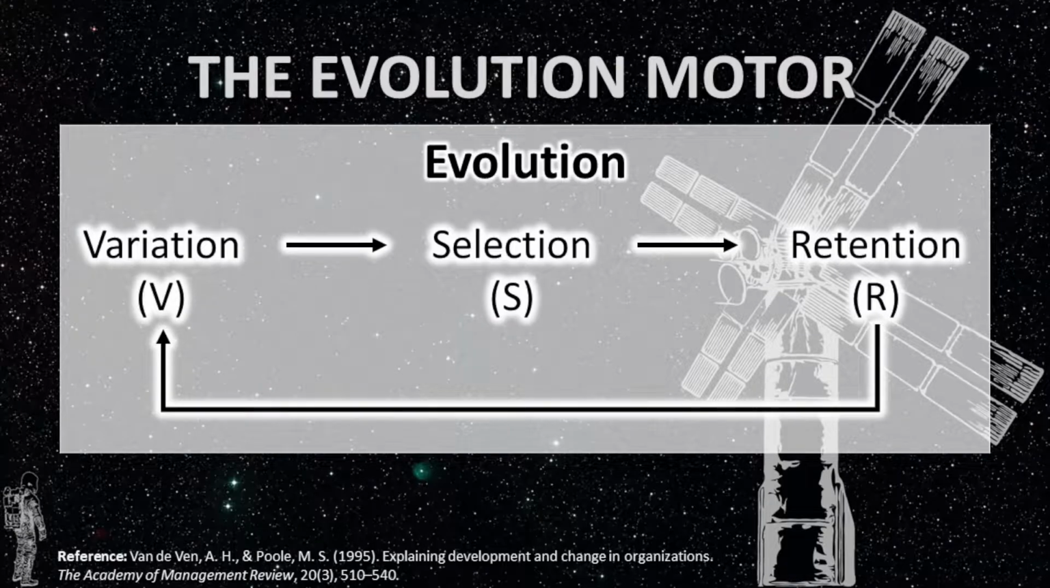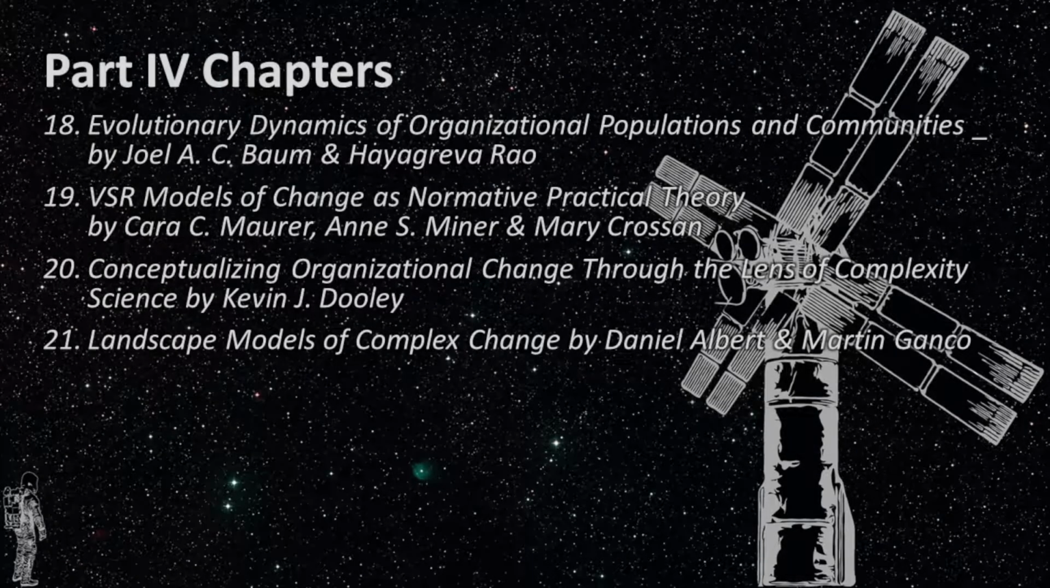You probably remember from our first episode of OT in Space that the evolutionary motor is based on the competitive combination of 3 forces: variation, selection, and retention. This part of the handbook has 4 chapters covering different aspects of the evolution motor, chapters 18 through 21, and we'll talk a little bit about each of them. Let's get started.